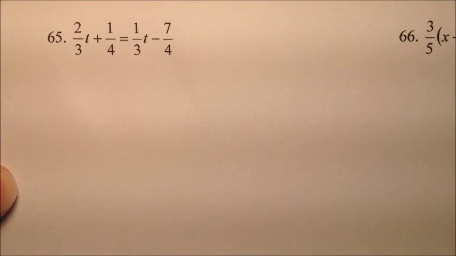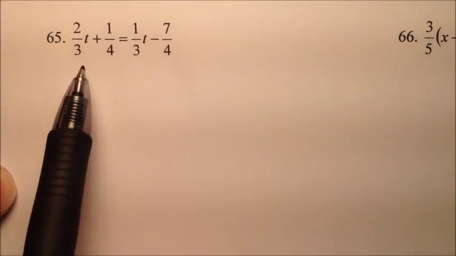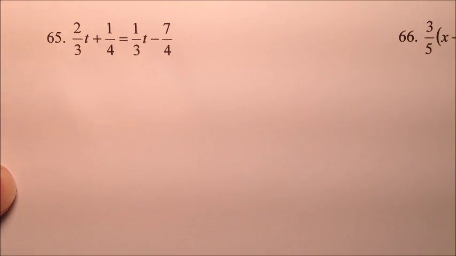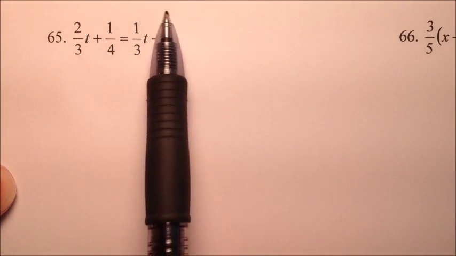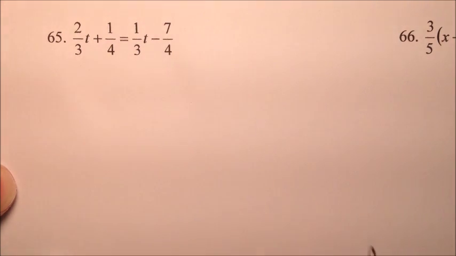In number 65, we see we have some fractions here. We have thirds and we have fourths. So we can either just leave the fractions alone and solve it using the fractions, or we could multiply by the common denominator. The common denominator between 3 and 4 is 12. We could multiply everything by 12, and that would then get rid of our fractions. So for this time, though, let's just go ahead and work with the fractions. And in the next example, I think we'll get rid of the fractions.